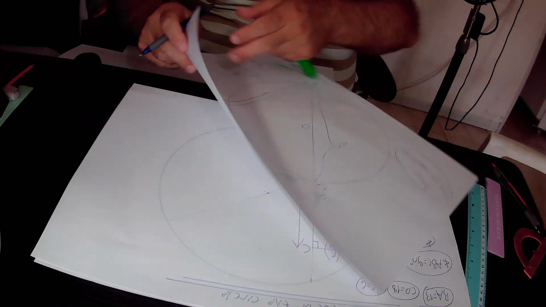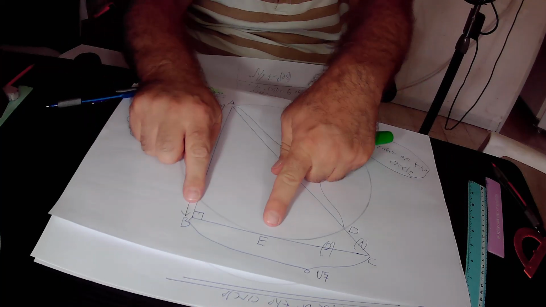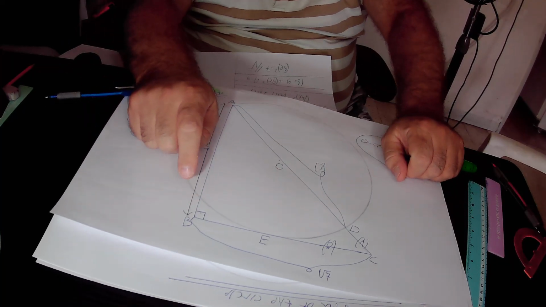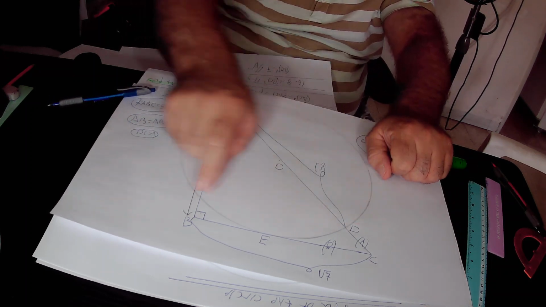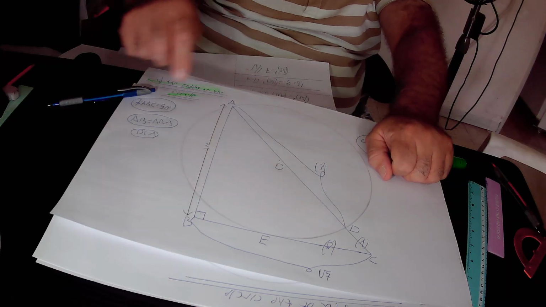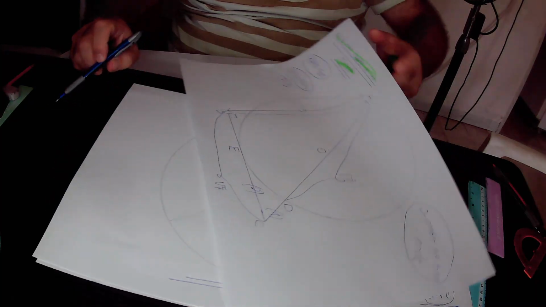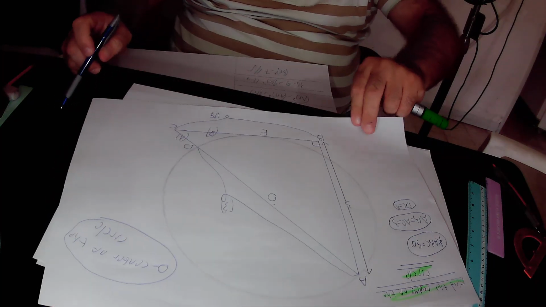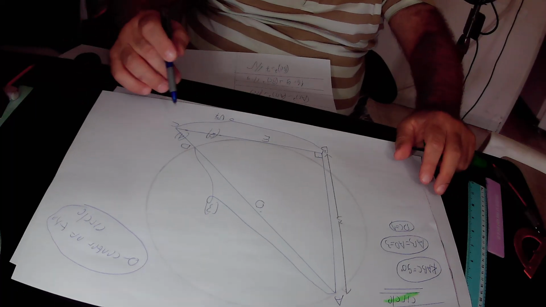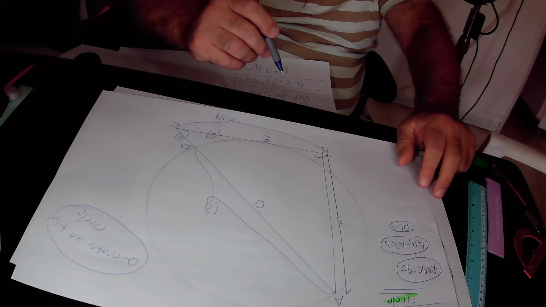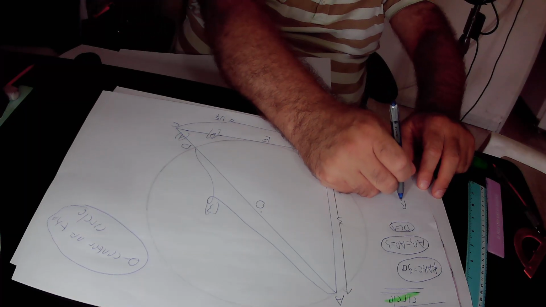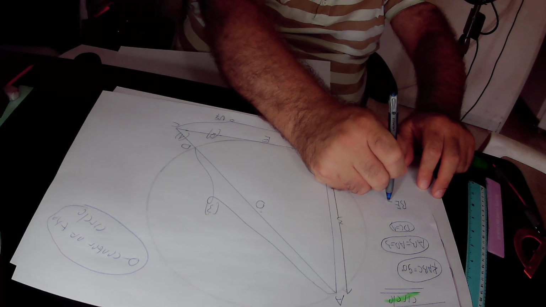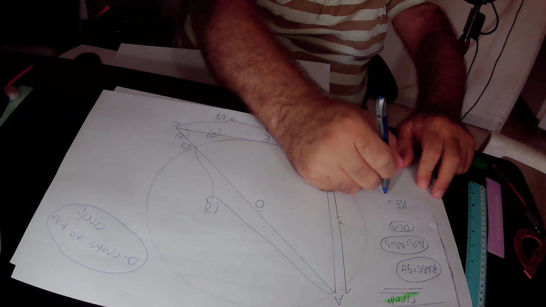What is the length of this missing line segment, BE? From the drawing, it is very easy to see that BE equals BC minus EC. Again, BC minus EC equals BE. So write it down: BE equals BC minus EC.